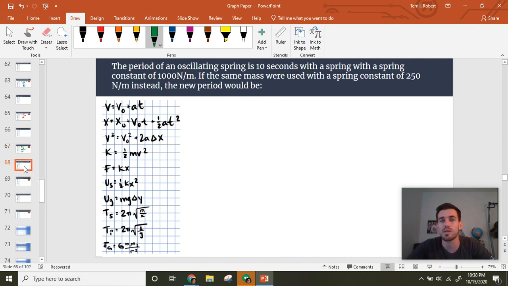The period of an oscillating spring is 10 seconds, using a spring with spring constant 1000 Newtons per meter. If we used a spring with spring constant 250, what would be the new period? You have 90 seconds.